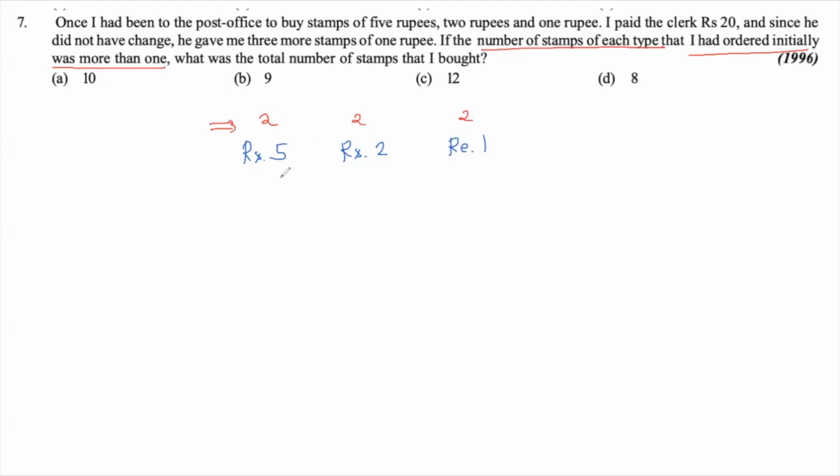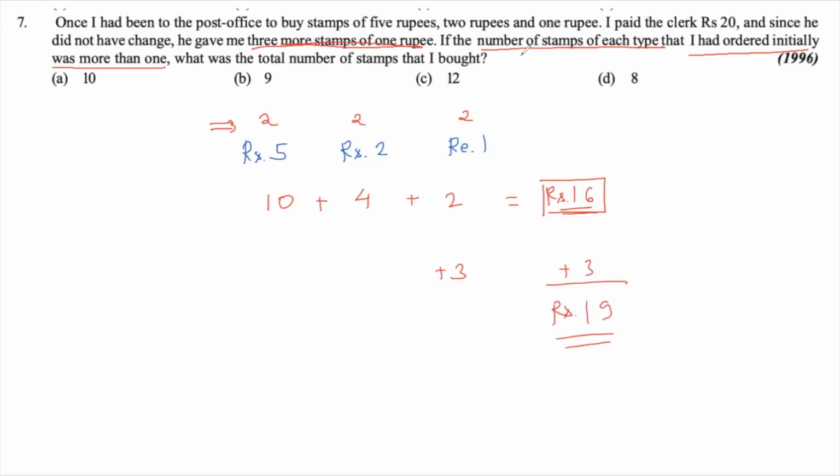So 2 stamps of 5 rupees, I have accounted for 10 rupees. 2 stamps of 2 rupees, I have accounted for 4 rupees. And 2 stamps of 1 rupee, I have accounted for 2 rupees. So 10 plus 4 plus 2 should be equal to rupees 16. So we have already accounted for rupees 16 here. But the question says the clerk did not have any change and he gave him 3 more stamps of 1 rupee, right? That accounts for 3 more rupees. So 16 plus 3 would account for rupees 19 in total.